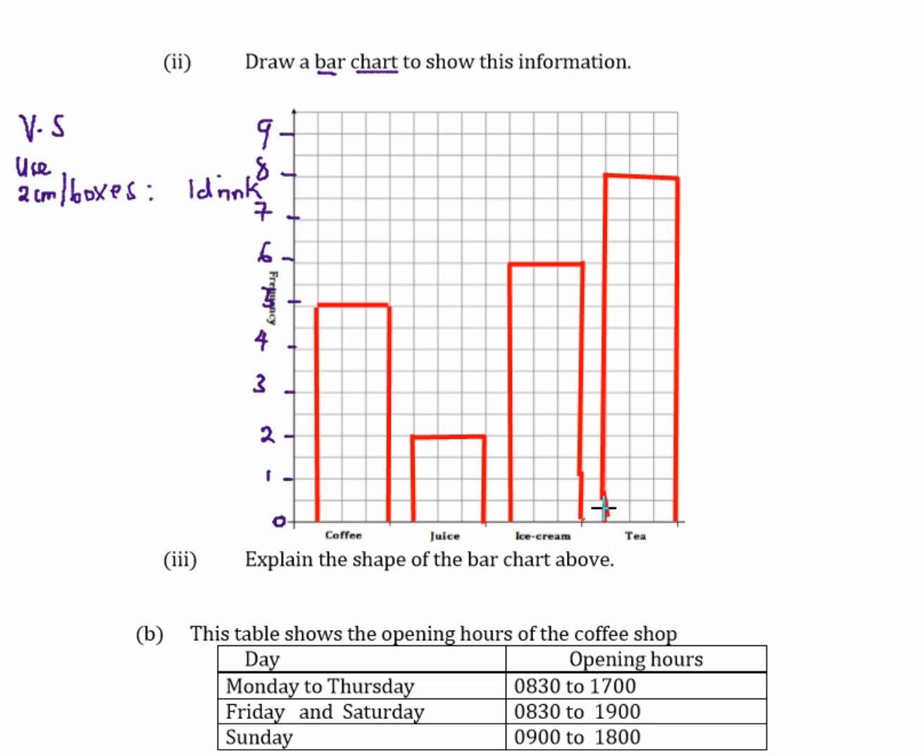Good. Is that okay? Now, Roman numeral 3. Explain the shape of the bar chart above. Now, look at our bars. What do you observe?